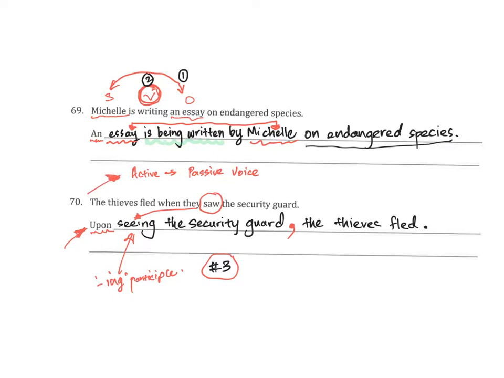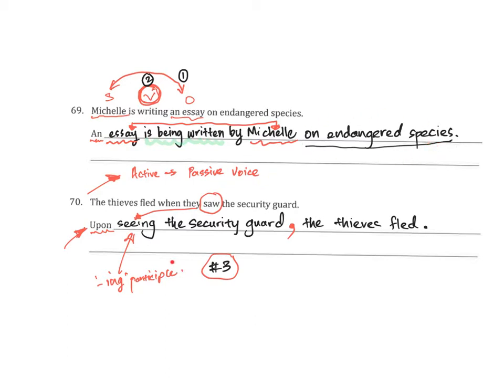Okay, so a quick recap. For active passive voice, question 69, change the order of the subject and the object, change the form of the verb, and then put your answer together while not forgetting the second part of your answer, which does not change. Okay, that's for active passive voice.